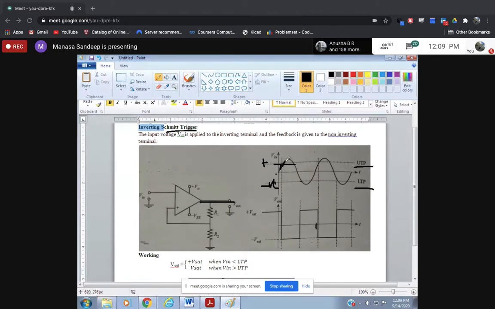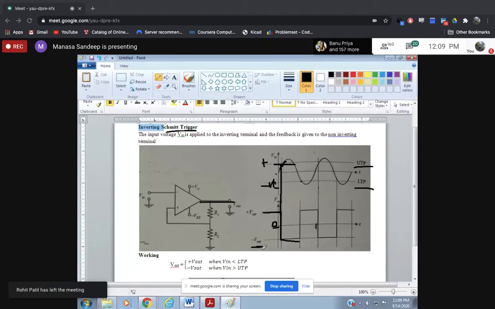Input is crossing this UTP point. At this point, your output should change. You can see here, initially the circuit output was high, because the input crossed, it rose above UTP. The output is coming to the negative V saturation. This is your zero line. This is your minus V saturation.